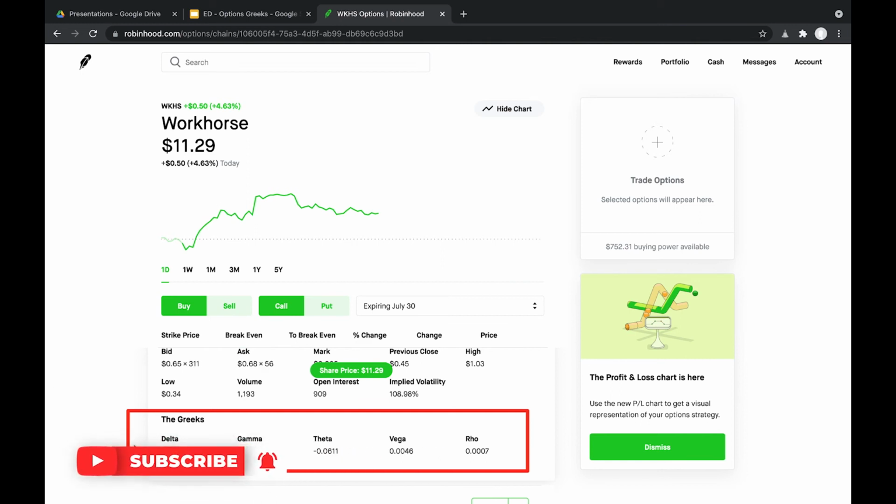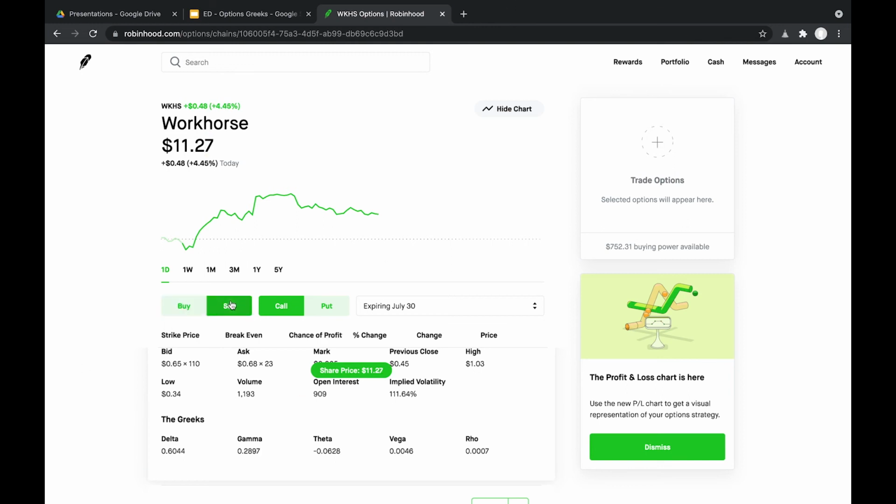This call is at $11. This share price is $11.29. Gamma tells us how much Delta is going to change. Theta is going to tell us the effective time on this particular option. So let's go to selling a put. If we were going to do this in the wheel strategy, let me just show you what it looks like.